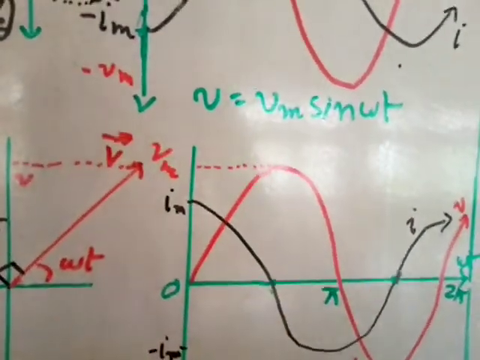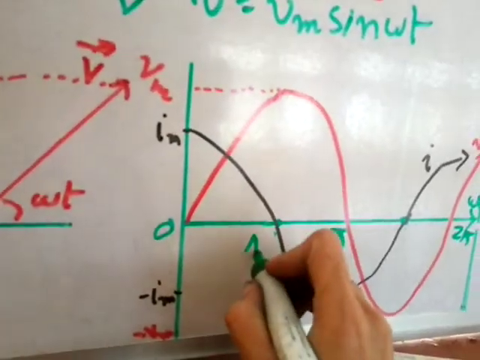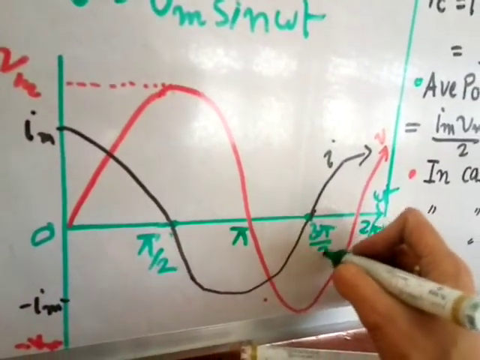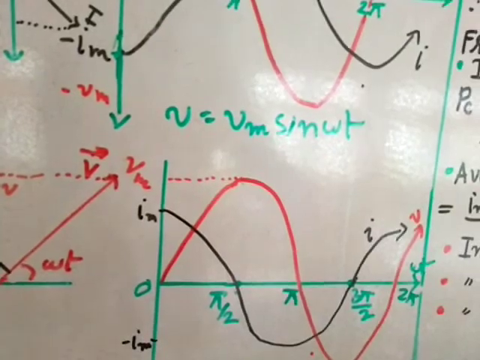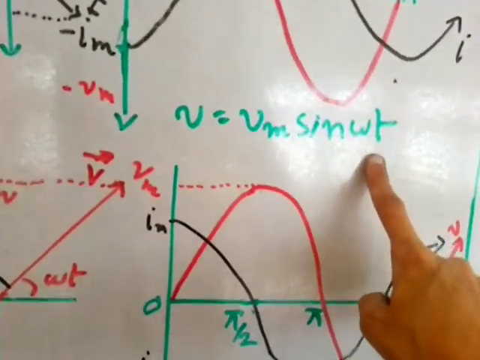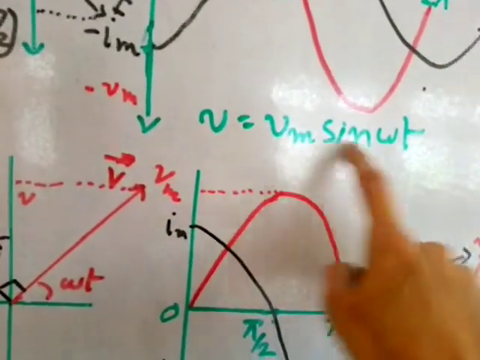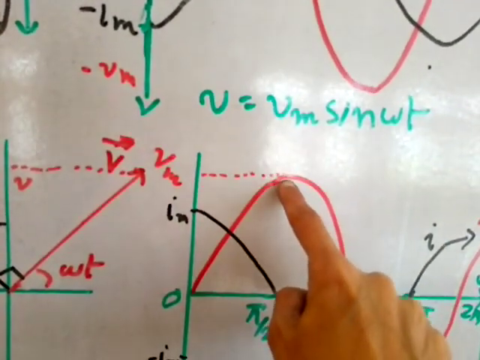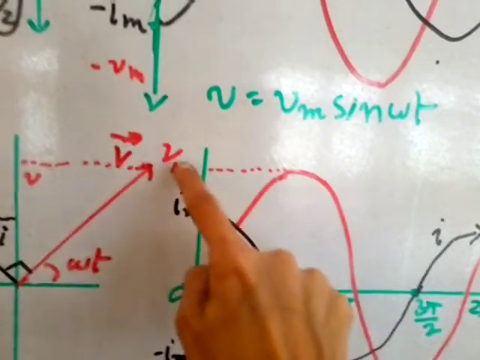Then this will be pi by 2, this value is pi by 2. This is pi. This will be 3 pi by 2. So now put pi by 2. When you put pi by 2, sin pi by 2 is 1. That is Vm into 1. That means maximum. V is maximum, that is the Vm value.